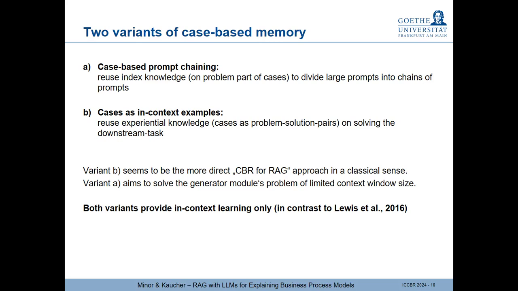I have to admit that variant A was not so successful, but variant B provided very good results. So I will focus on variant B in the following slides, but both variants provide in-context learning. That means they do not fine-tune the probabilistic model, which is a bit in contrast to the work of Lewis et al., who introduced the RAG term.